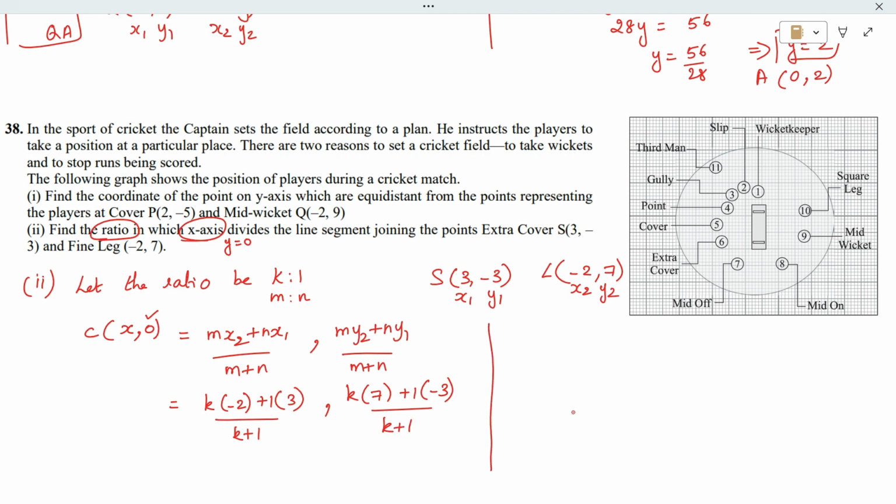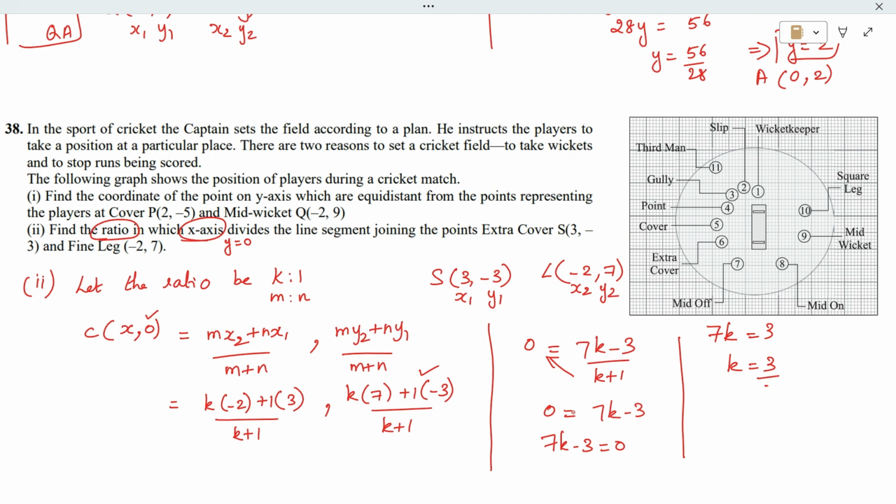It is easy for me if I just take the y coordinate because I already know the value of y as 0. So I'm equating the y coordinate, that is (7 times k plus 1 times minus 3) by (k plus 1) is 0. Transpose to the other side. So I will get (k plus 1) times 0, which is 0, is equal to 7k minus 3, or I can just swap it: 7k minus 3 is equal to 0. So 7k is equal to 3. K is equal to 3 by 7.